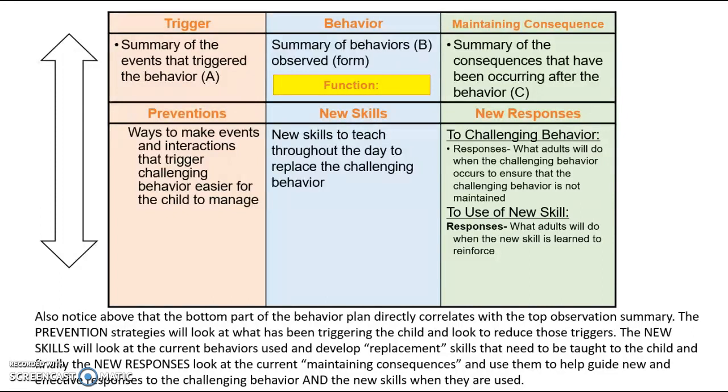So the prevention is directly related to the triggers. Here's what's setting them off. So what can we do to try to prevent those triggers? In blue are the behaviors and the new skills. So what are the behaviors they are currently doing right now? Hitting, kicking, screaming, yelling, throwing. And what do we want them to do instead? What is the new skill that needs to be taught to the child in order for them to be successful? Again, still working around the function.